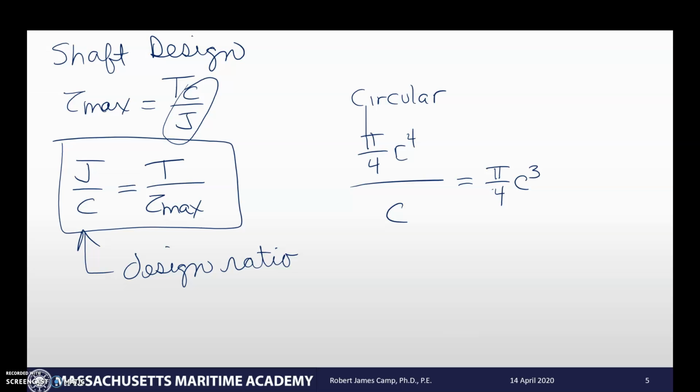And so once again, all we've done is collect the geometric terms to one side, and then we have the torque and the shear stress term on the other side, and we can use that to calculate out the design ratio and calculate out how we're going to design our shaft.